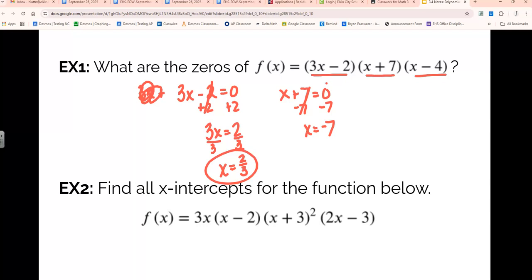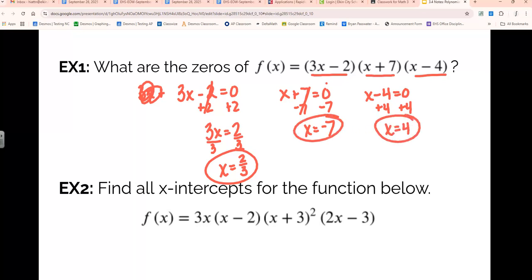And you can probably already see that the last one's going to be x equals +4. It's just the opposite sign. As long as there's not a number in front of your x, that's all that happens. But what you're doing is you're thinking x minus 4 equals 0. So you add the 4 to both sides, and x will equal 4.